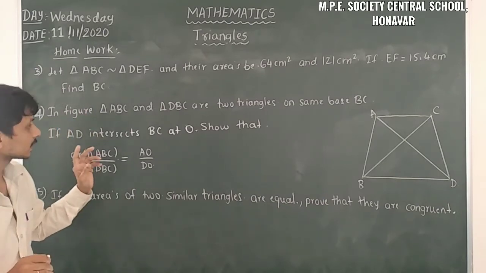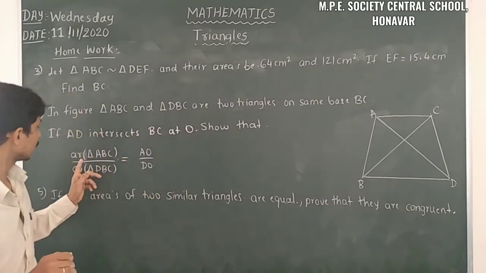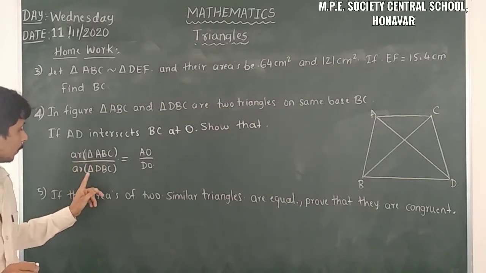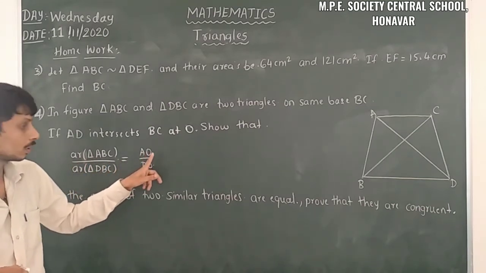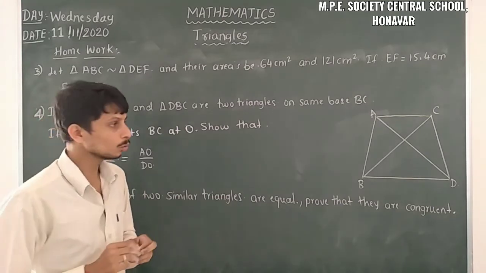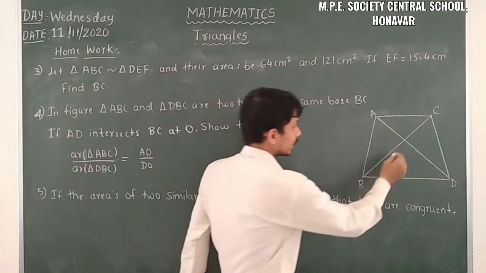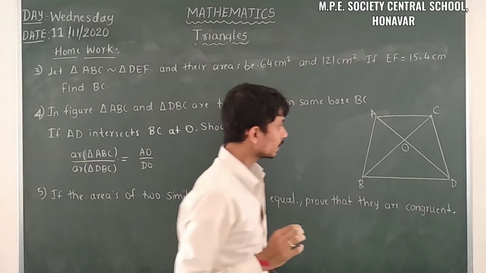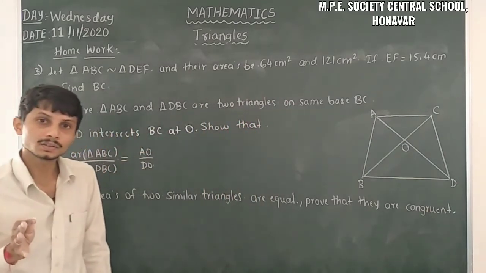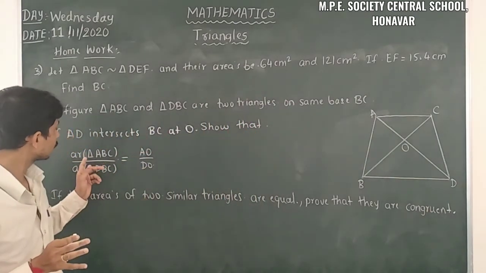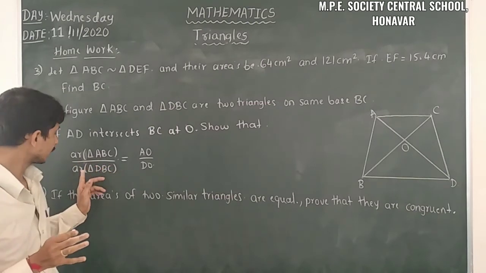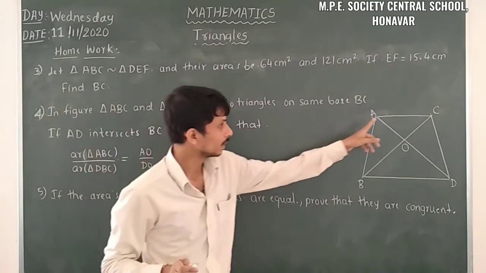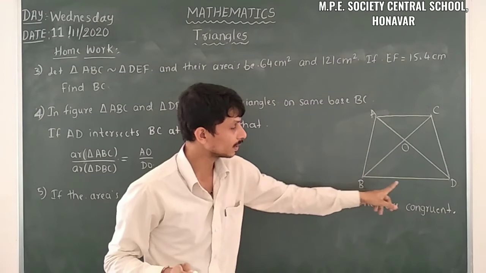If AD intersects BC at O, show that area of triangle ABC divided by area of triangle DBC is equal to AO by DO. We have to prove this here. So here it intersects at O. The method is, firstly we have to know the area of triangle ABC and area of triangle DBC.